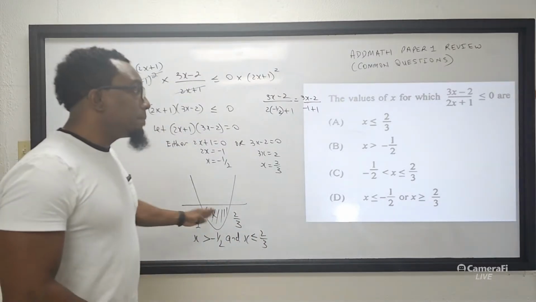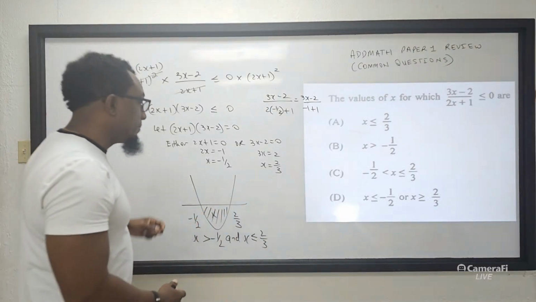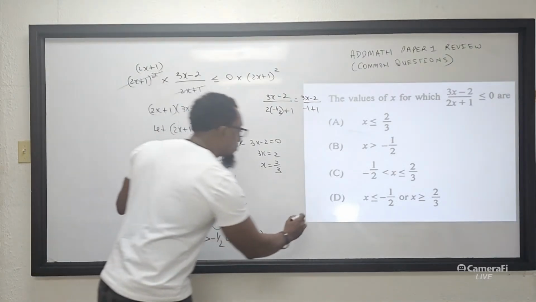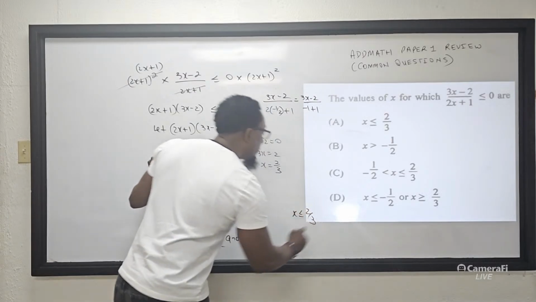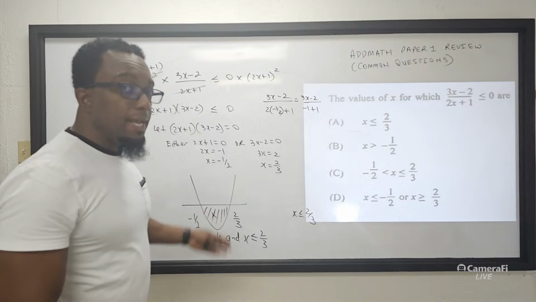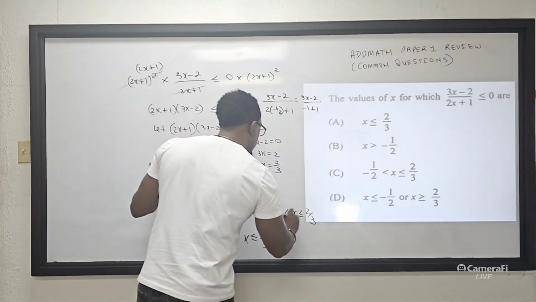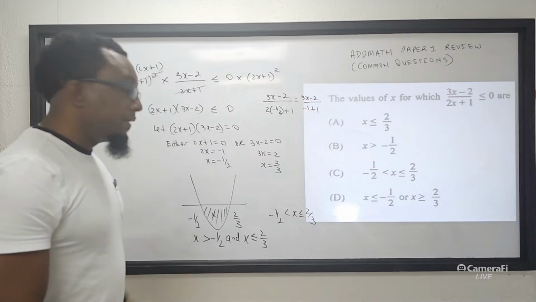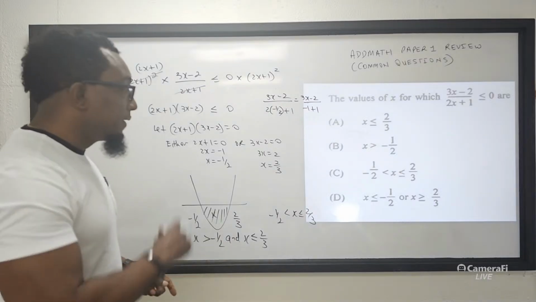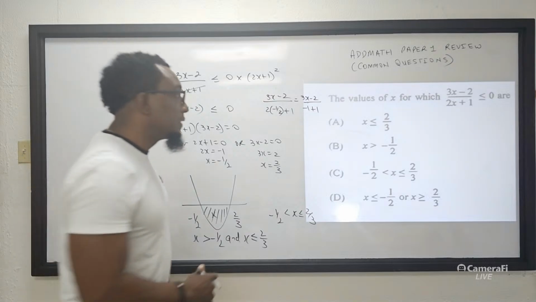So when it falls within the belly of the curve, what we can do is correlate, bring them together. To bring them together, I leave my x less than or equal to 2/3 as is. But if x is greater than negative a half, it means negative a half is less than x. So this is what we're looking at as our answer, which is C.